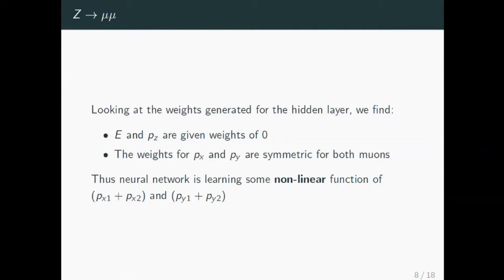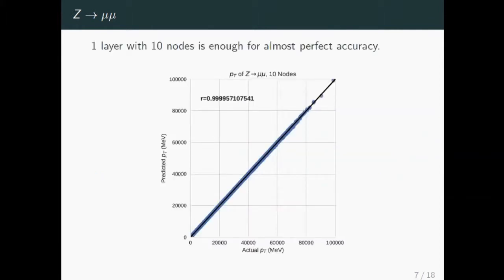And so you can see that, if you investigate what's happening to the weights in this layer, the energy and the PZ are given weights of 0. And the weights for PX and PY are symmetric for both muons. What this essentially means is that the neural network is learning some non-linear function of px1 plus px2 and py1 plus py2. So a pretty small neural network, one layer and 10 nodes, is able to learn a reasonably difficult non-linear function.